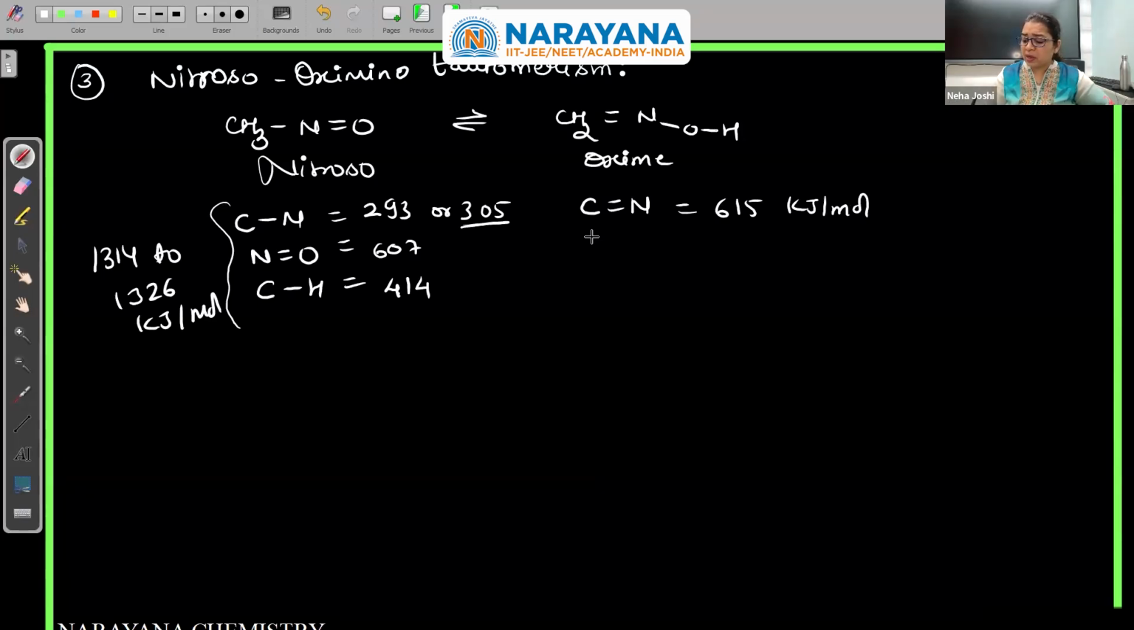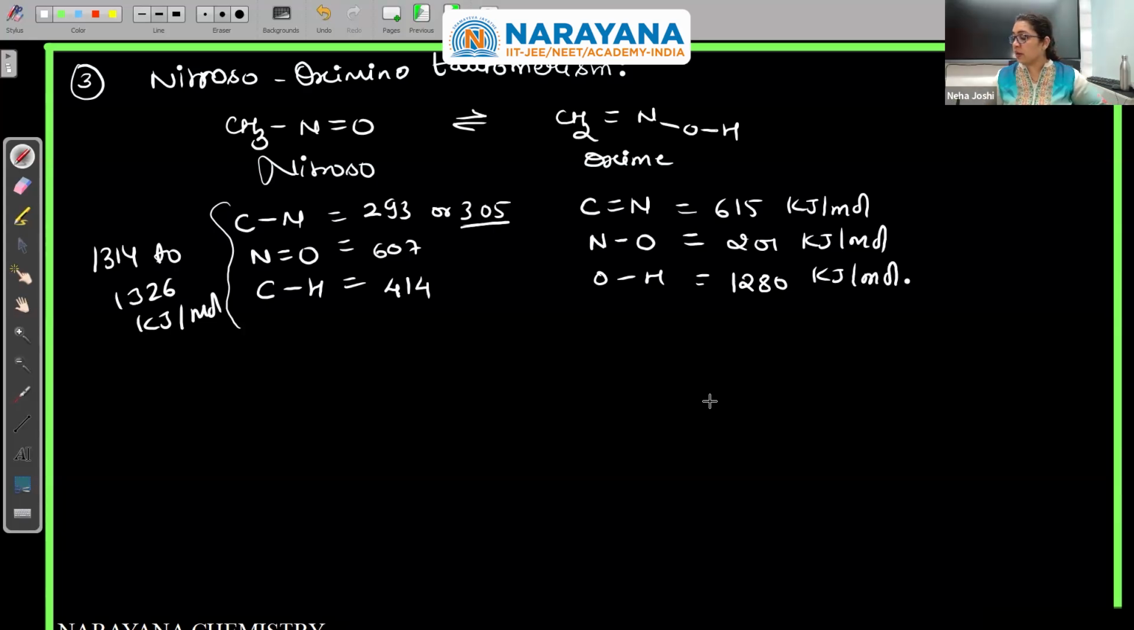I don't want you to remember the data, just to make a very clear impression on your brains. I'm writing O and H, if you see. And here again, you can see that N single bond is 201 kilojoules and N double bond is 607. How strong the N double bond energy is. O-H is 1280 kilojoules per mole. So if I, not 1280, 464.